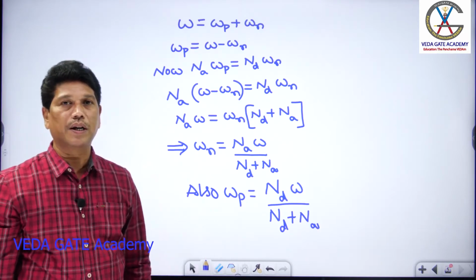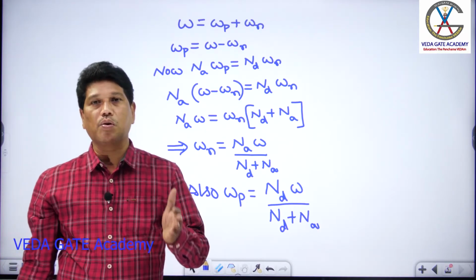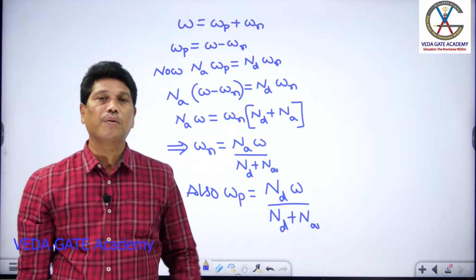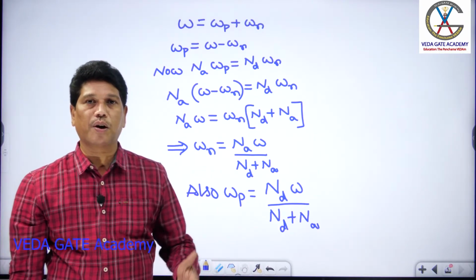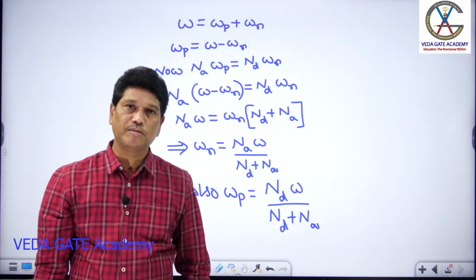You discussed that without applied bias, there is no conductivity in the case of a diode. So how many ways of biasing are there? Two types of biasing you know. One is forward bias, the other one is reverse bias.